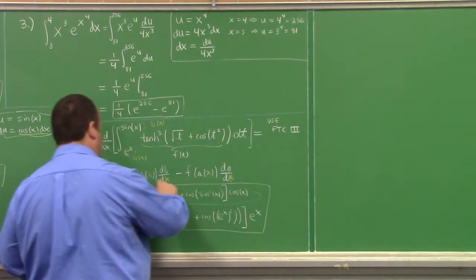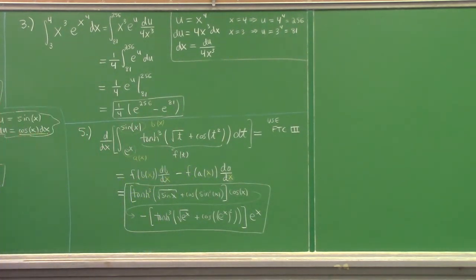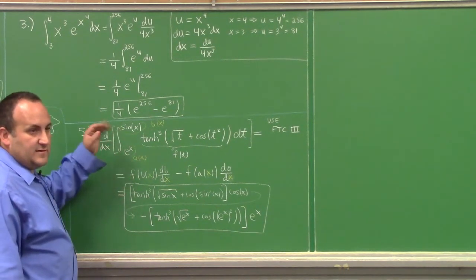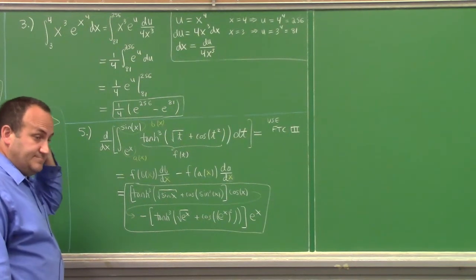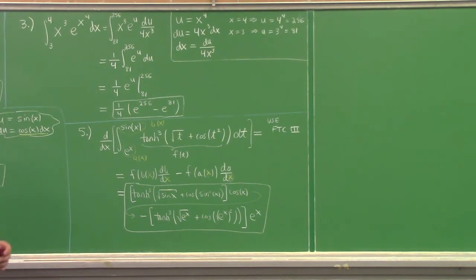Most of the work in this problem is just writing the answer down. Honestly, it's just a pain to actually do those evaluations, f of b of x and f of a of x. But don't be scared of this problem. Just recognize what we have to do. We have to use the fundamental theorem of calculus, part 3. Or if the bounds are nicer, if the bounds are just x and a number, you can use FTC1. Okay, so let's see here.